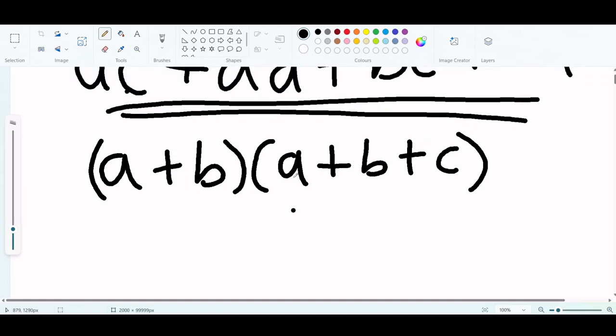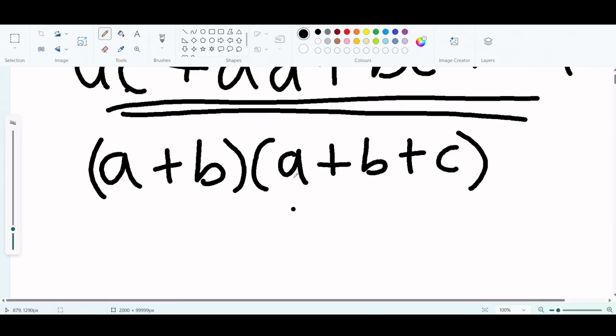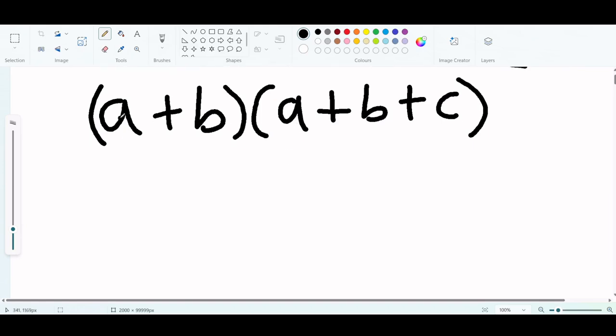It's going to be A times A. Because they are the same, it's like A raised to power 1 times A raised to power 1. We add their powers, so it's going to be A raised to power 2.